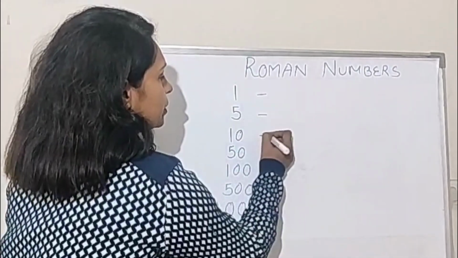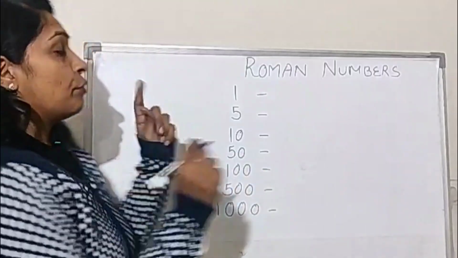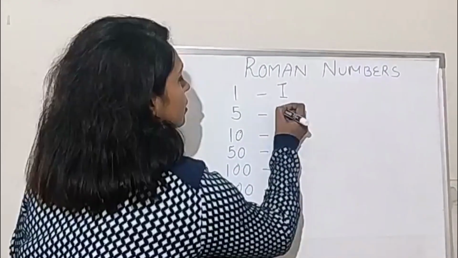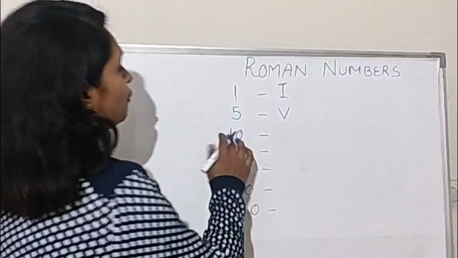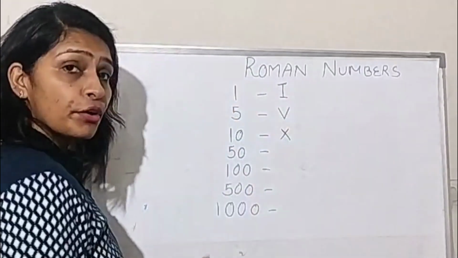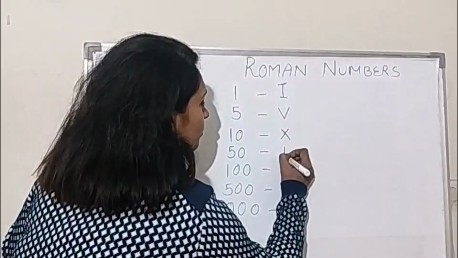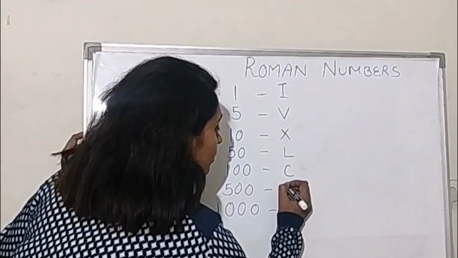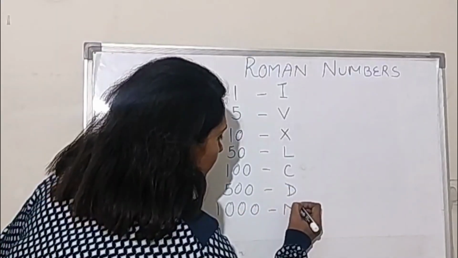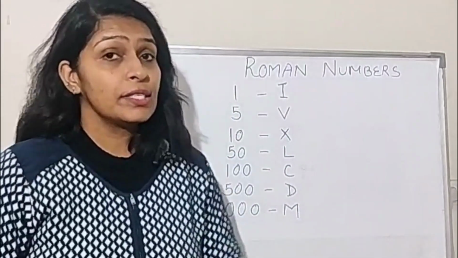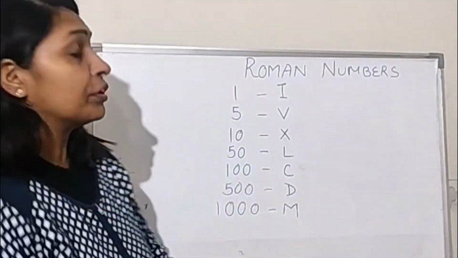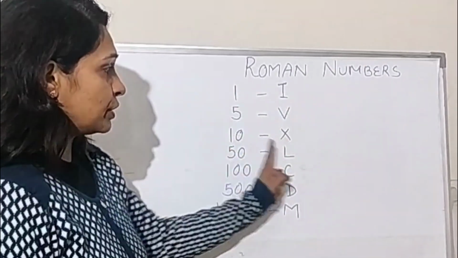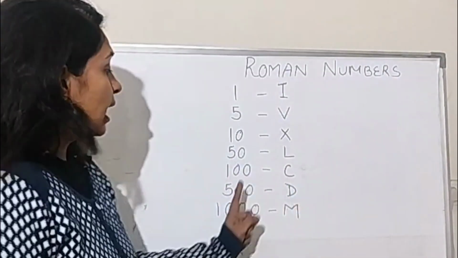So what are the symbols that we are going to use? For 1 we will use I. For 5 we will use V. For 10 we will use X. For 50 we will use L. 100 is C. 500 is D. And 1000 is M. You will be surprised to see that we can understand the whole number system if we remember these 7 symbols: 1 is I, 5 is V, 10 is X, 50 is L, 100 is C, 500 is D, and 1000 is M.